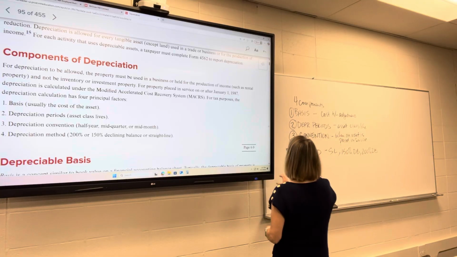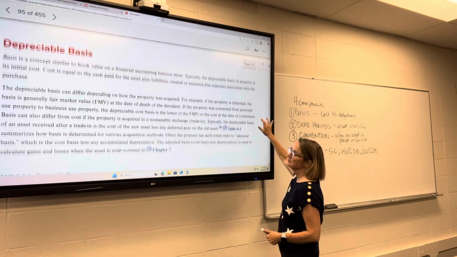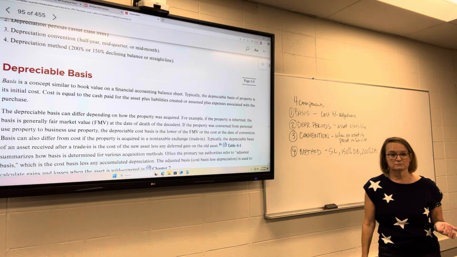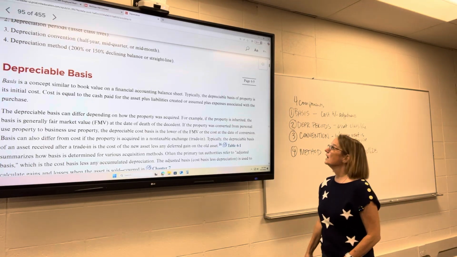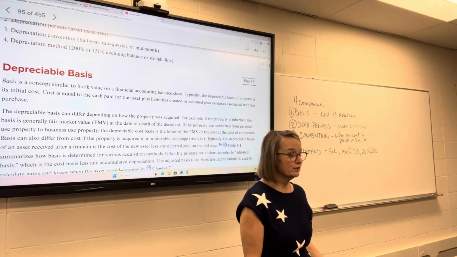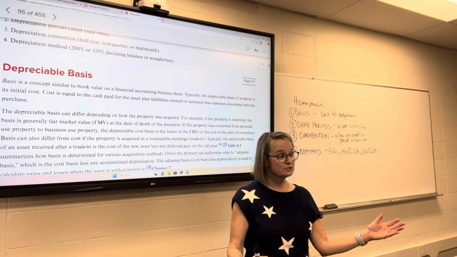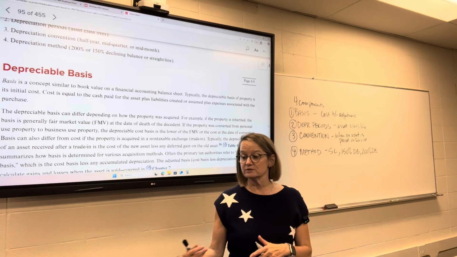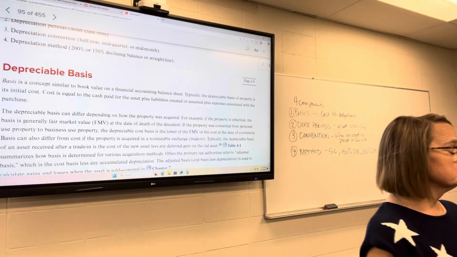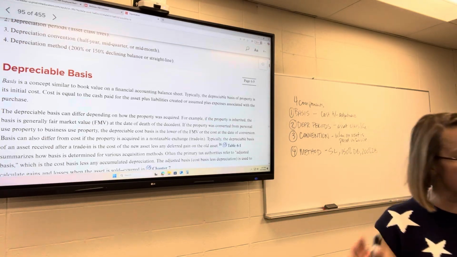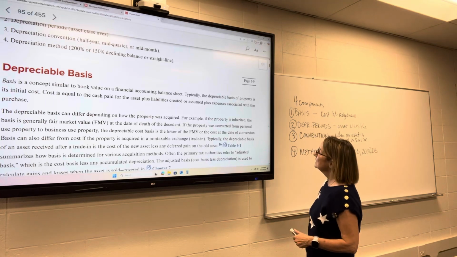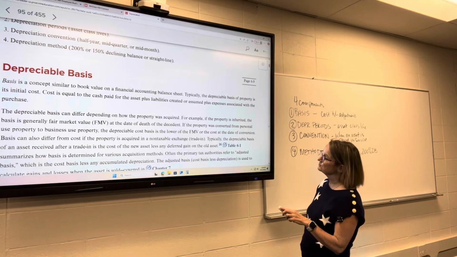All right, so first thing we're going to talk about is basis. So again, it's similar to book value of an asset. Depreciable basis is usually what you pay for it, the cost to purchase it and to place it into service. So it would include things like your installation costs, your shipping costs, your sales tax, all of that stuff, same as for financial accounting. So all of the expenses that are associated with it.